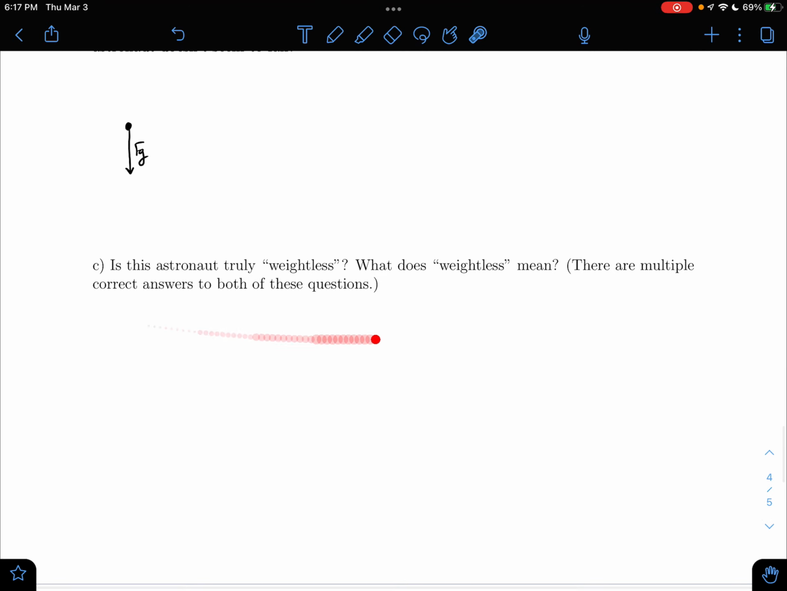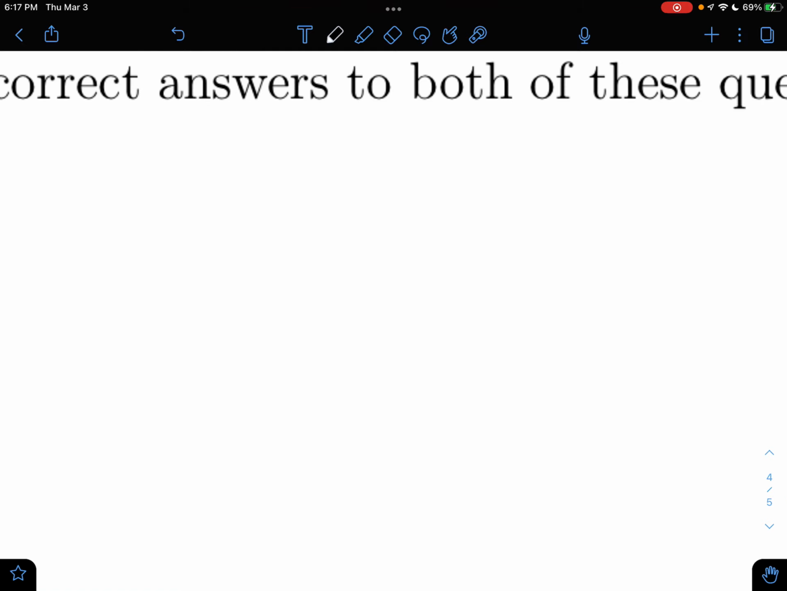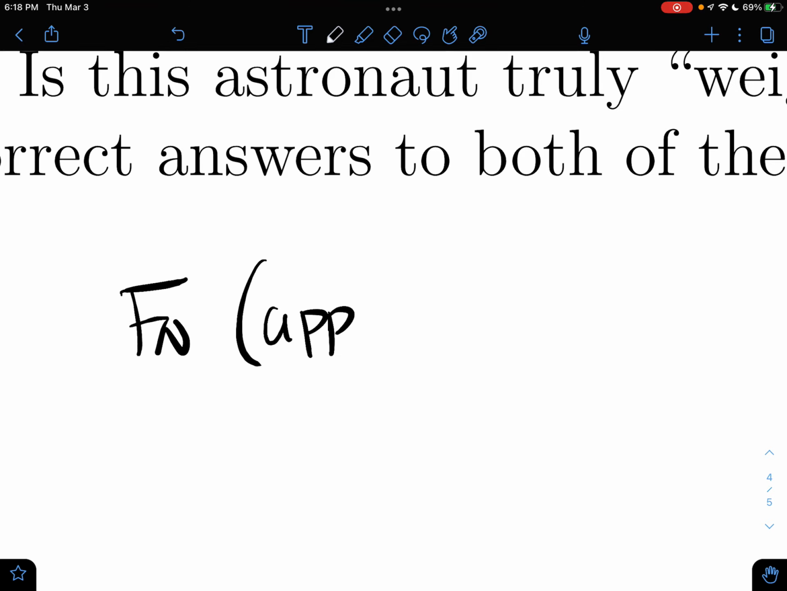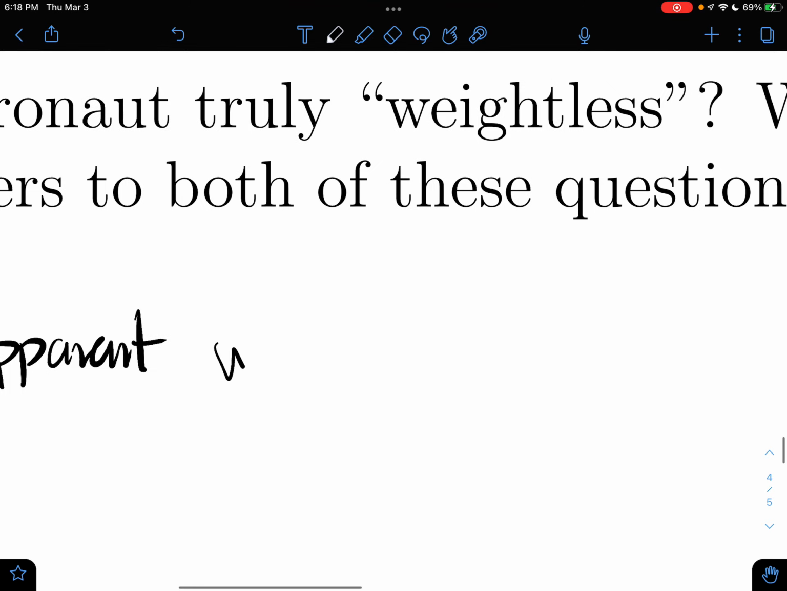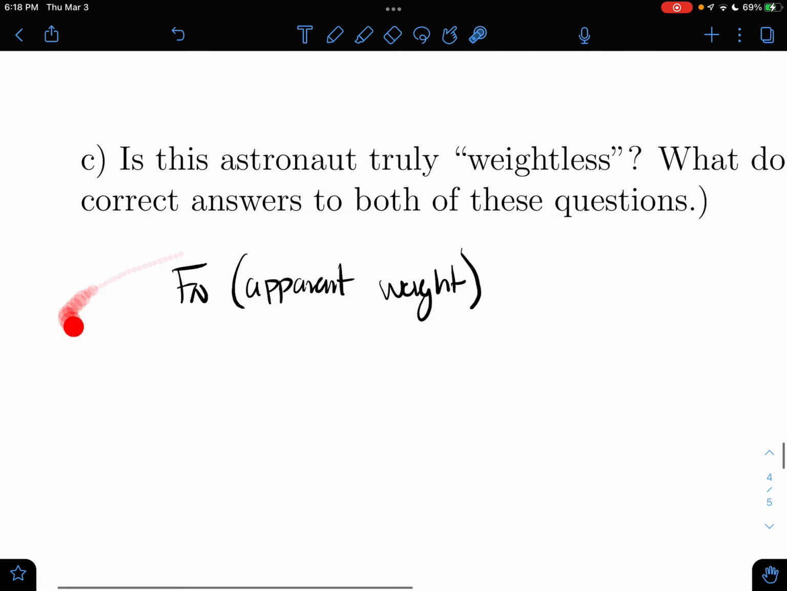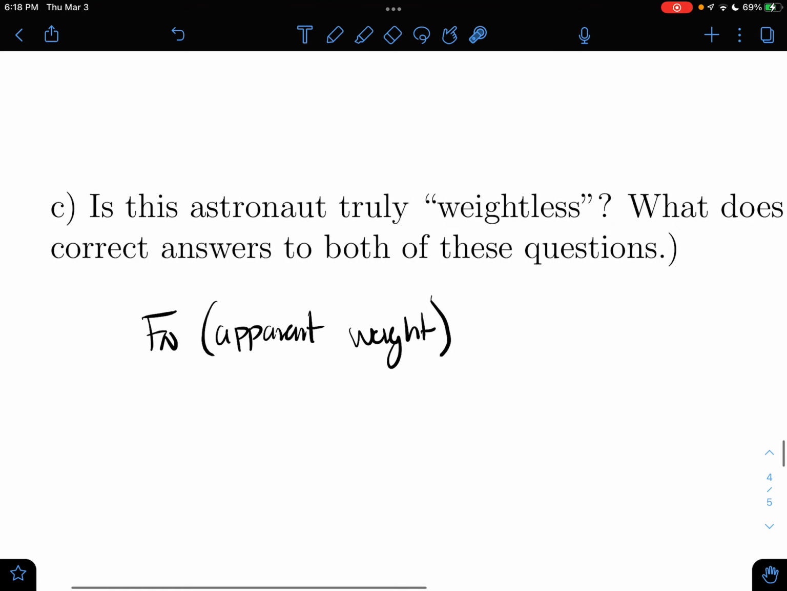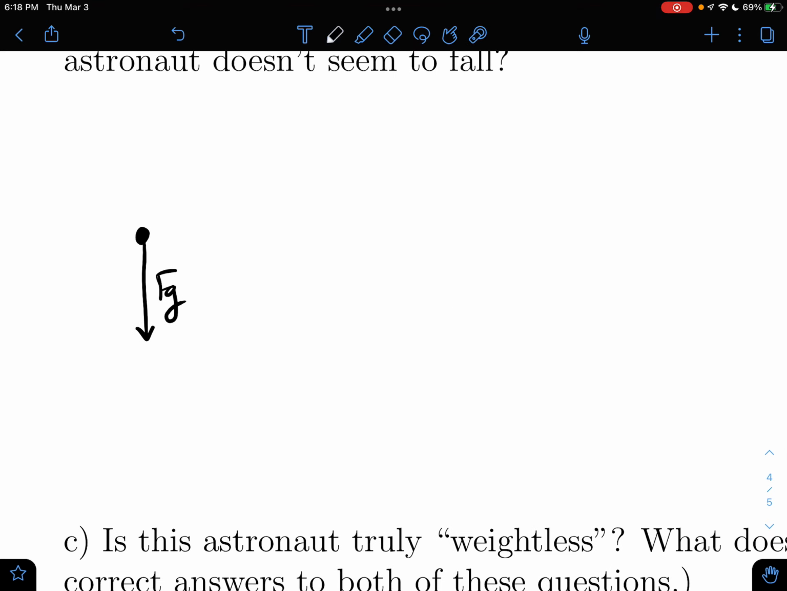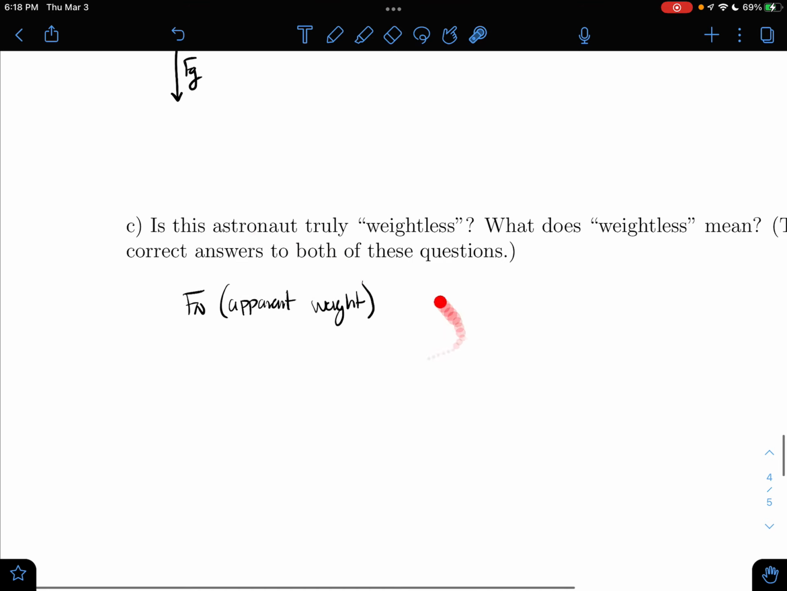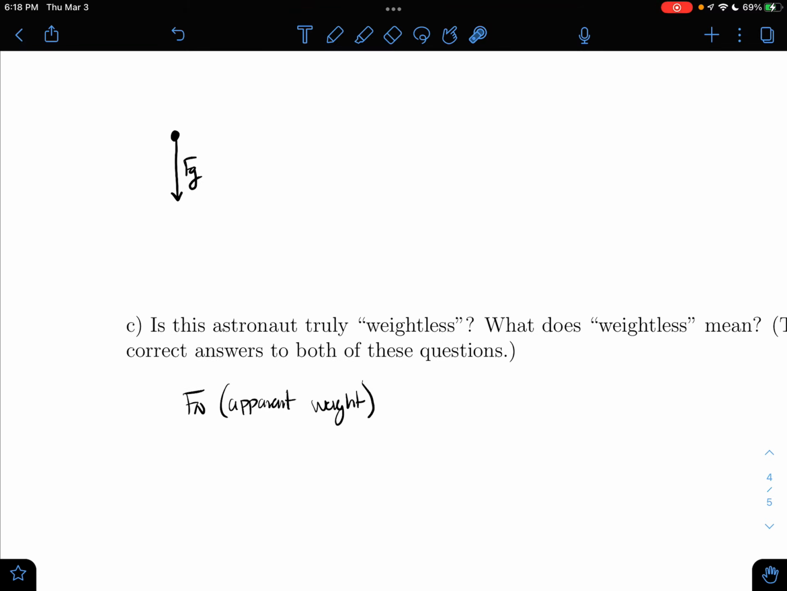And now we ask, is the astronaut truly weightless? What does weightless mean? We can define weight in a couple of ways. We were talking about our apparent weight before, our normal force. If we say that this is our definition of weight, are we weightless? Well, yeah, we don't have a normal force. That's how heavy the person feels. They feel like they don't have any weight because there's no normal force.